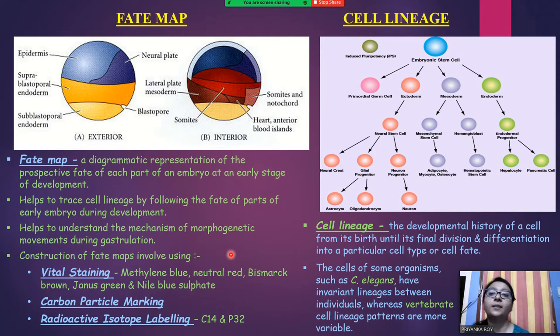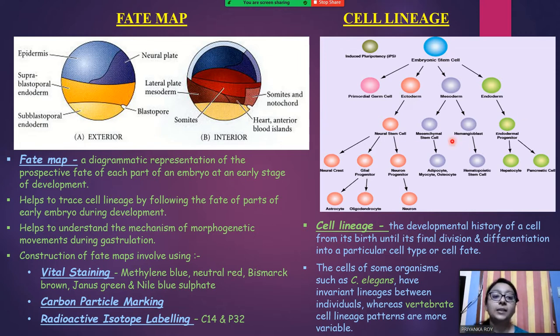So you can now understand, okay, I stained this portion of the embryo with this particular dye, and this color is being shown in this body part of the embryo. That means if it is a muscle, then you know from which cells or which part of the embryo muscle gets formed. Like that, you can also use carbon particle marking, where cells can be coated with a carbon particle and tracked, and then you can know which pathway it is following. Also, you can use radioactive isotope labeling with C14 and P42. With radiation, you can easily understand which cells are exactly forming what.